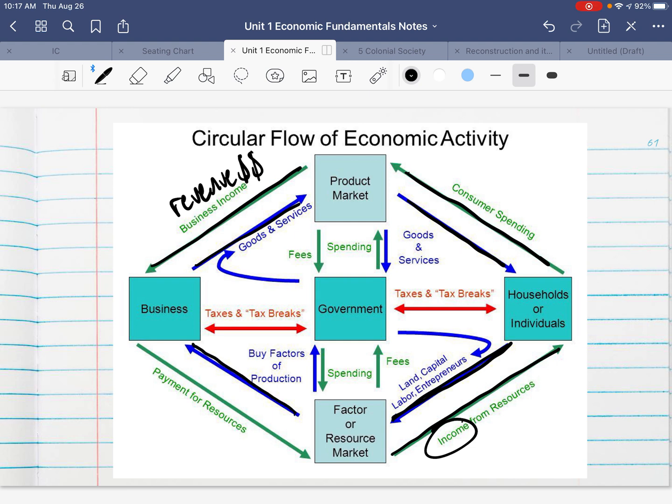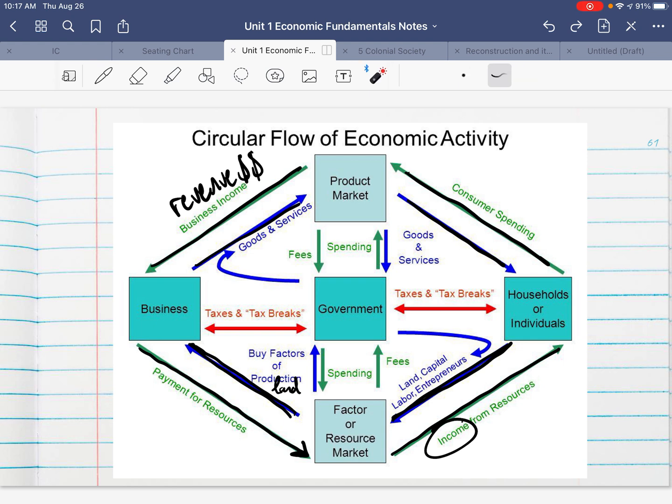Businesses have to buy the factors of production. You can't have a shoe factory without sewing machines, so they have to buy different factors off the factor market, and they have to pay for those factors. If we are a coffee company, we have to have land. So we would buy land from the factor market, and we would pay money for that land. So that's the general flow of the outside of the circle. We've kind of covered all of that.